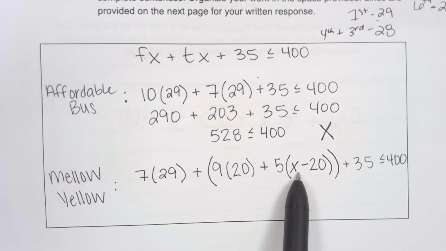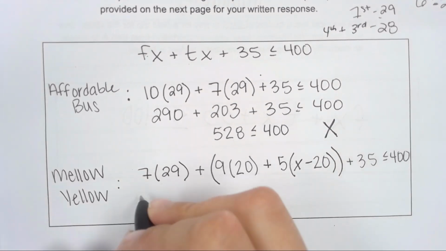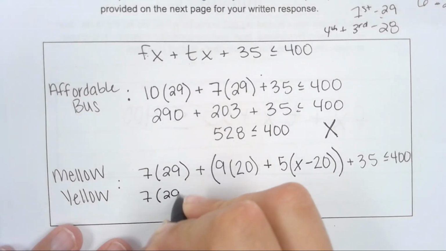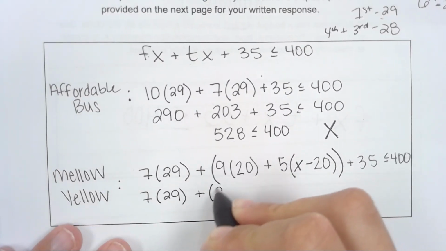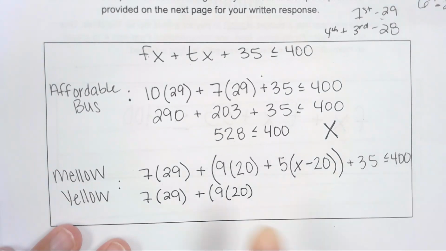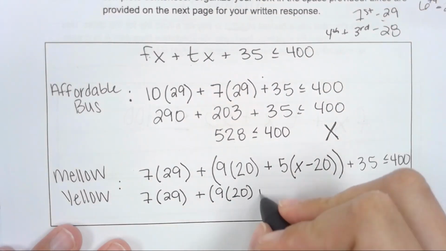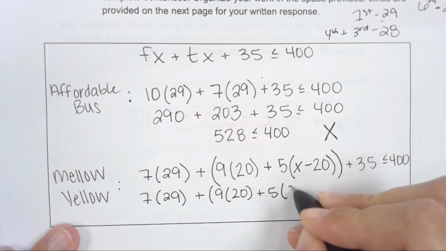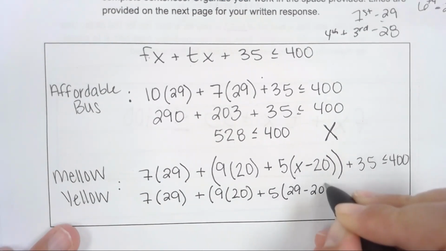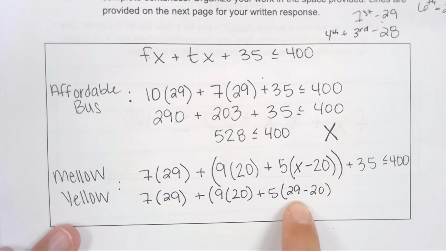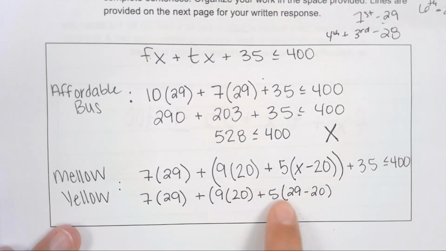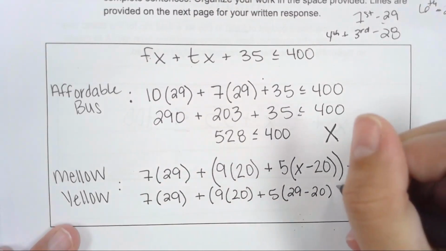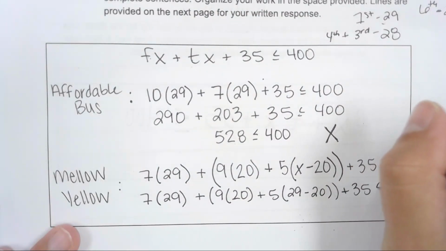So if I were to plug in 29 for x, hopefully this makes more sense to you guys. So again, it's $9 for the first 20 students, but then after that it's going to be $5 for the extra 9 students, because if you were to plug in 29 for x here, do you guys see how I get 29 minus 20, which gives you those 9 extra students in first period? So hopefully that makes a little bit more sense for you guys.